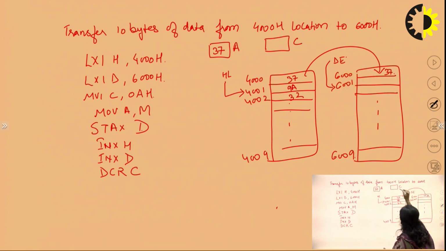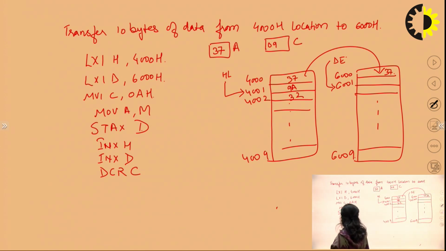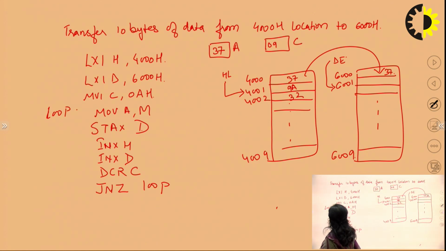And the counter value becomes 09. Counter is decremented, and now counter has not gone to 0. So we will go for the loop. So we will go back again, and now it will read the next instruction, next data.